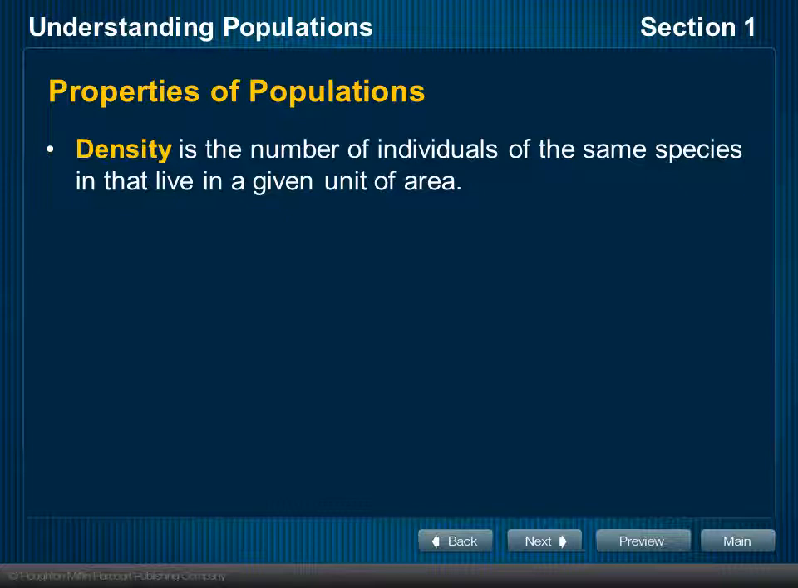The first thing is density. And density, just like in math, is a measurement of amount within a space. Okay, so with population, density is the number of individuals of the same species that live in a given unit of area. Okay, so the density of a population of field mice is not 32. It's 32 per square acre or per square meter, and so forth. It's the number of that species within a unit of area.